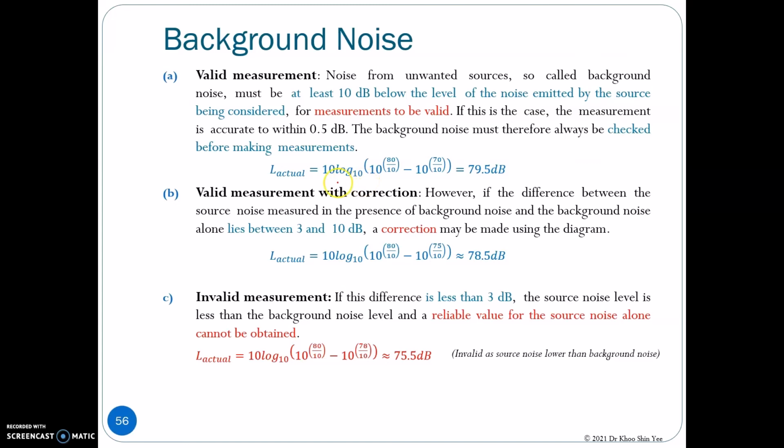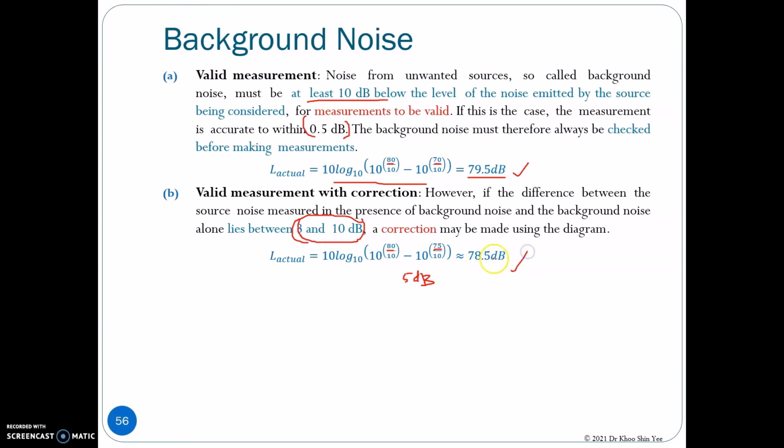We need to be careful when we use this formula to exclude the background noise effect. If the difference between the total noise and the background noise is at least 10 dB and above, then in this case, the measurement will be valid. This calculation is accurate within 0.5 dB. If the difference between the total noise and the background noise is within 3 to 10 dB, so in this example the difference is 5 dB, which is within this range, in this case the calculation is still valid.